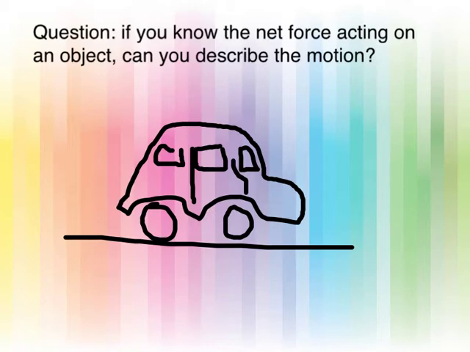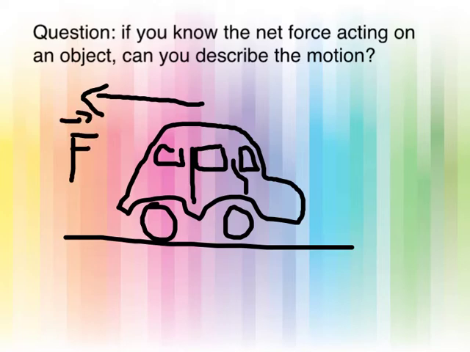So there's my car, and weight is certainly pulling it down. That's a force, but there's also a force from the road pushing back up, and so it's not moving up or down. But I do know that there is a force acting on it, and the force is pointing in this direction. That's the direction of the force. Force is a vector. So can I say which direction this car is moving? Can I describe the motion?